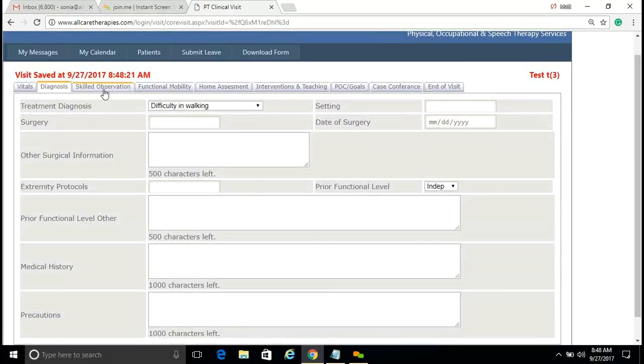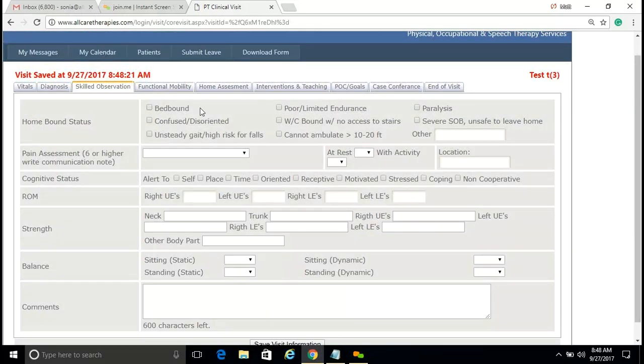The next tab is skilled observation. Please do justify the homebound status of the patient. Every therapist has to do that on each visit. If you see the patient is independent with driving around, or going out for recreational activities, please let the home health company know, or please inform us as soon as possible. Pain assessment. Again, depending on what it is, pain controlled with medication.